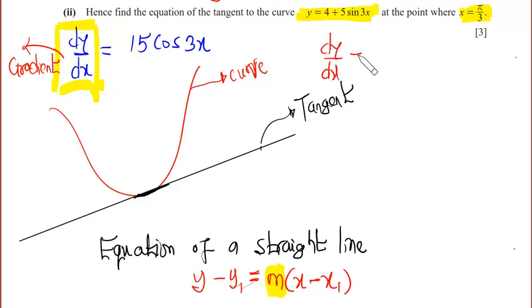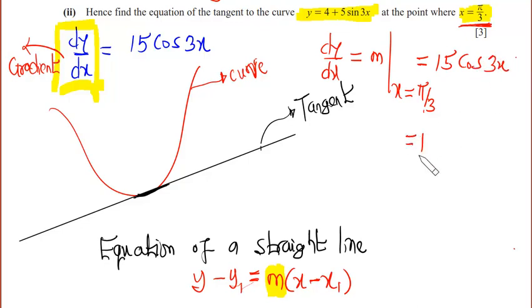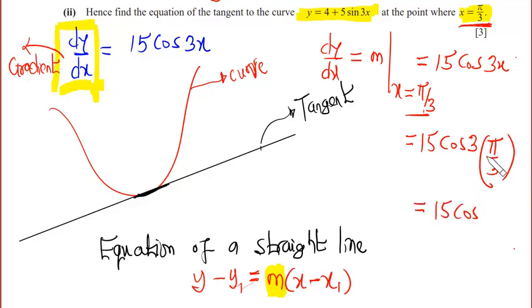Now dy dx, which is the gradient and denoted by m, we want to obtain the gradient at point x equals pi over 3. Gradient at x equals pi over 3. Let us do that. And this will be equal to 15 cos 3x. This will be equal to 15 cosine function 3 times x, and x is now pi over 3, so we need to substitute pi over 3 for x. And this will be equal to 15 cos 3 times pi over 3. The 3 at the numerator cancels the 3 at the denominator, we have 15 cos pi.